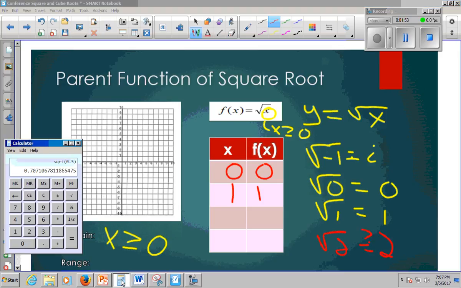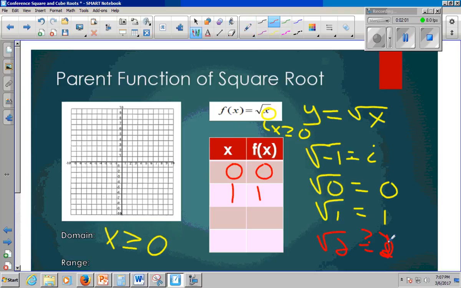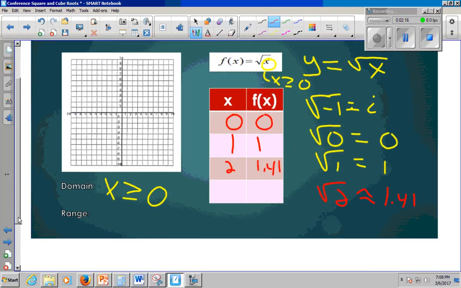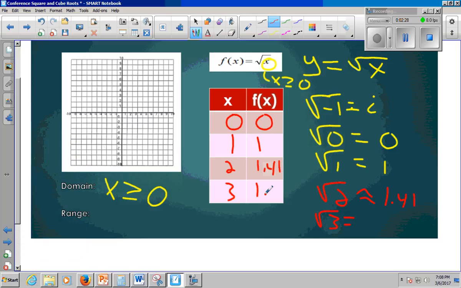Well, if I pull up my calculator, square root of 2 is 1.41. Nope. So this is approximately 1.41. Can I graph that? Yeah, I guess I could. But it's a little harder than an integer. So again, one might say, well, that's square root of 3. Well, again, I pull up my calculator because that's not a perfect square. And if I look at the square root of 3, it's approximately 1.73. Again, could graph it. Probably won't be very accurate.